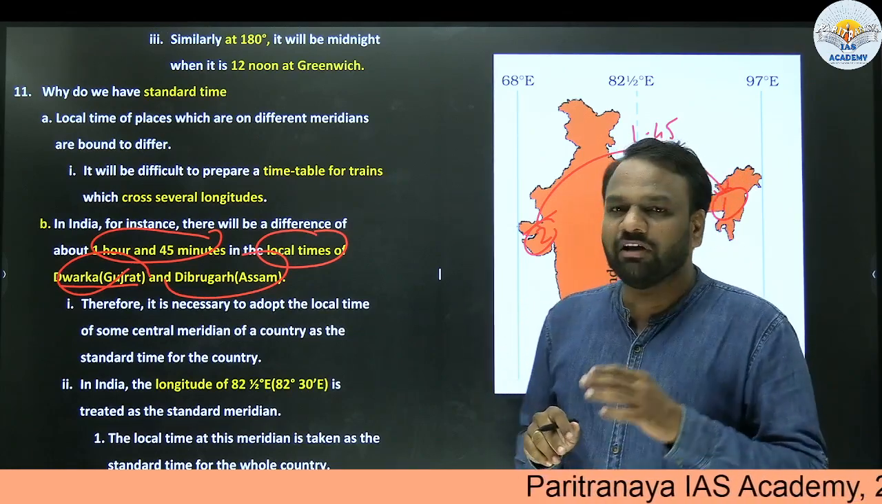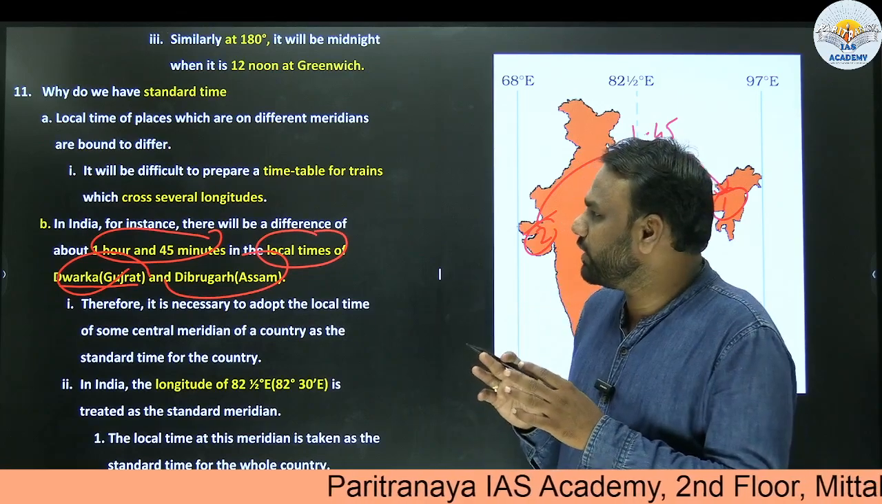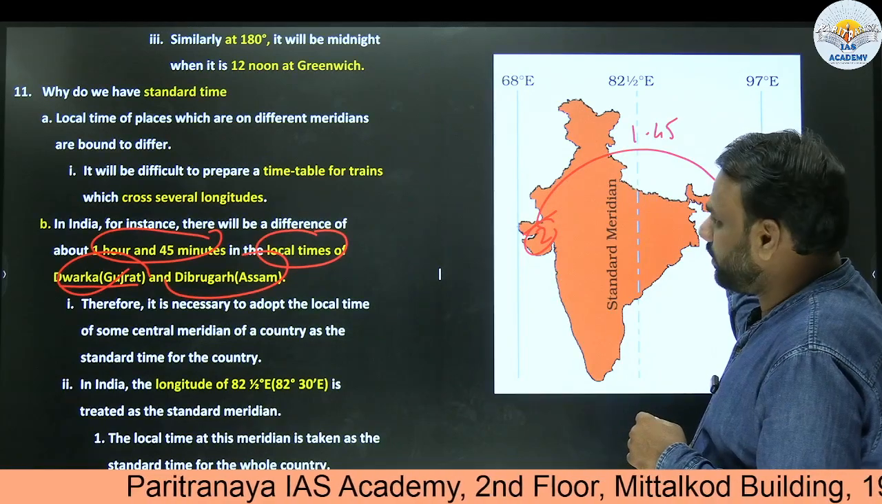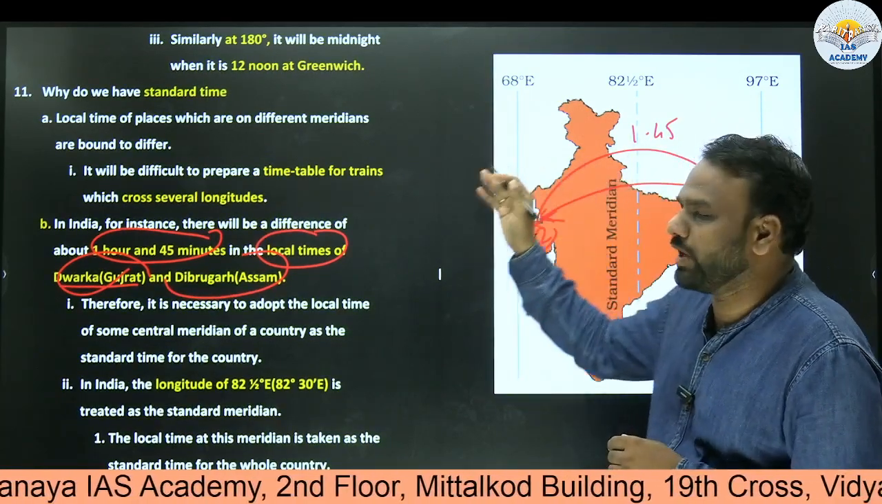If this is the case, then we will face some problems if we do not have a standard time. What is that? Now we want to create a train timetable and so on. So when the train moves from Dibrugarh to Dwarka in Gujarat, it has to pass various longitudes.